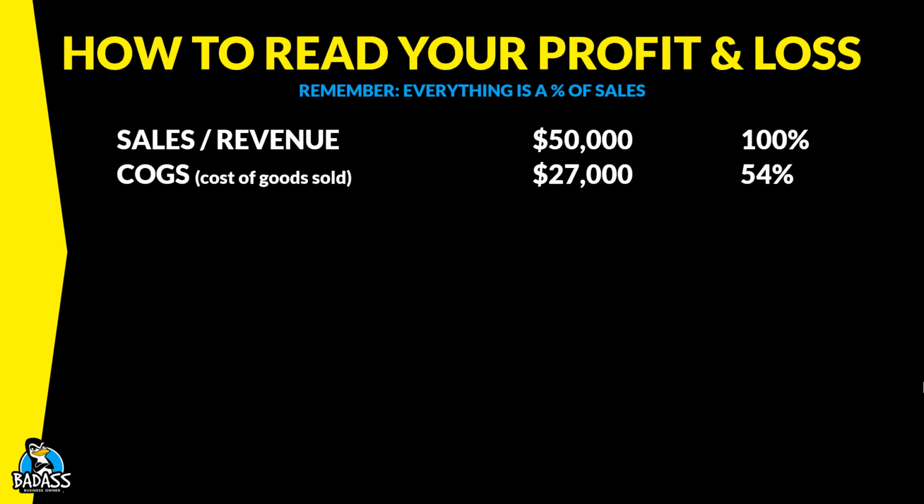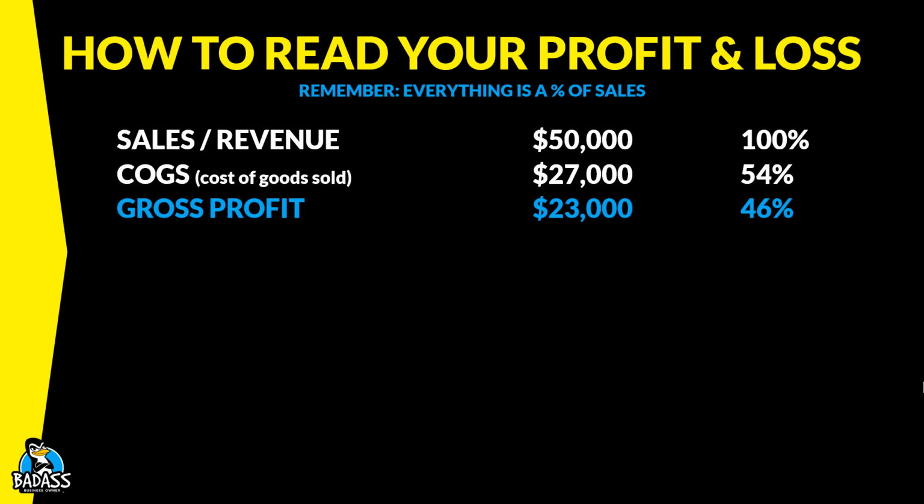The next thing you have as a group is going to be your cost of goods sold, sometimes known as your COGS. And basically, this is everything that has to do with putting that product or service together. We'll go over that in a minute. But in this particular case, we'll say it's $27,000, and that $27,000 is 54% of the revenue. So basically, 54 cents of every dollar goes towards cost of goods sold.